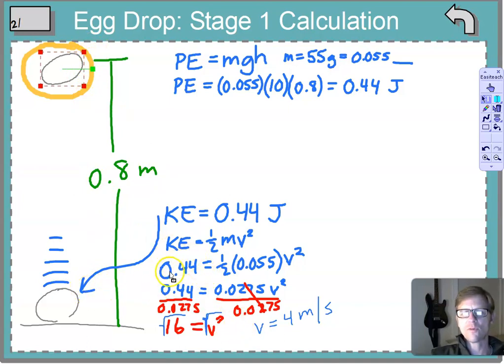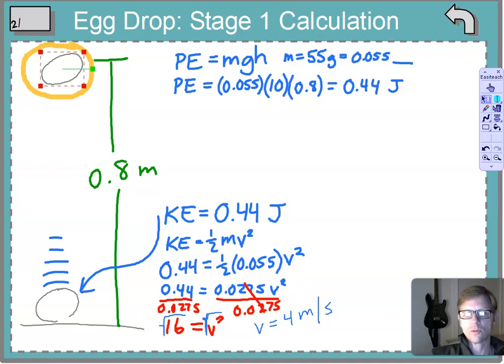Plug in the 0.44, 1/2 times the mass of the egg. This becomes 0.0275, divide both sides. You end up getting 16, believe it or not. And the square root of both sides is 4. You end up getting exactly 4 as your velocity.